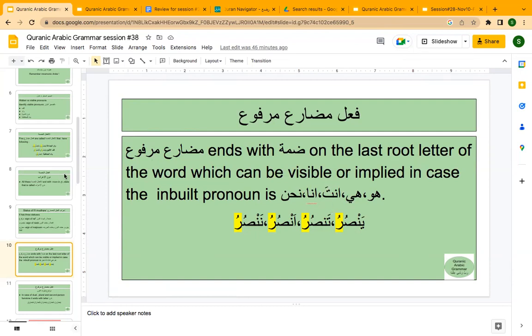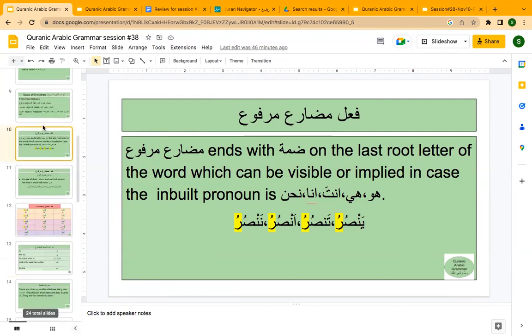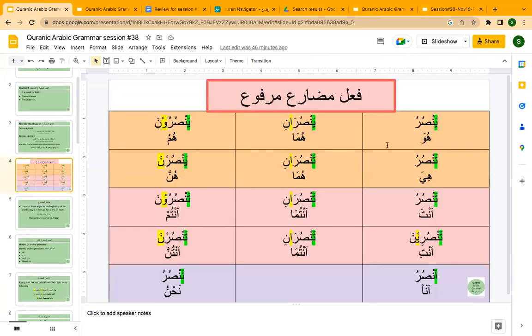Alhamdulillah. Now, there are mudares on your table that are not ending with dhamma, right? What about yansurani, yansuruna, tansurani, tansuruna? What about these guys? Every time when you see your noon intact in your entire dual table, your mudare is going to be a raf in status. With noon intact, you are going to call your mudare as mudare marfu. Okay? Clear?